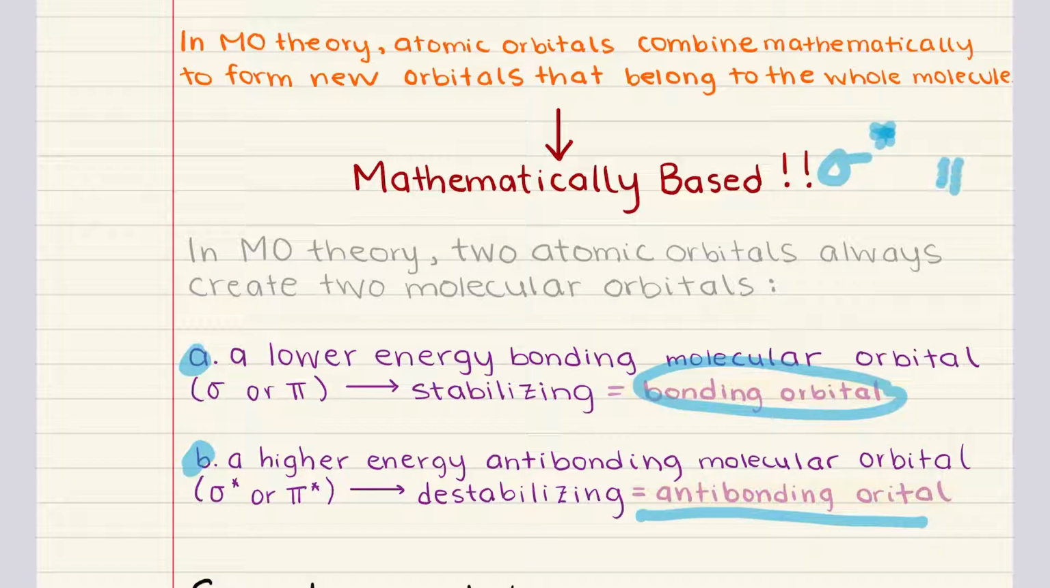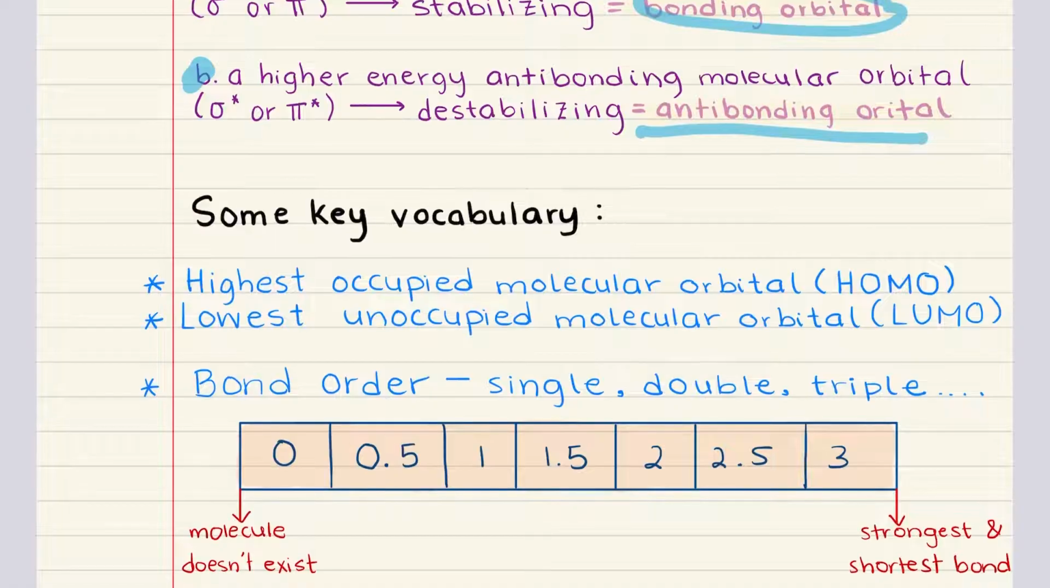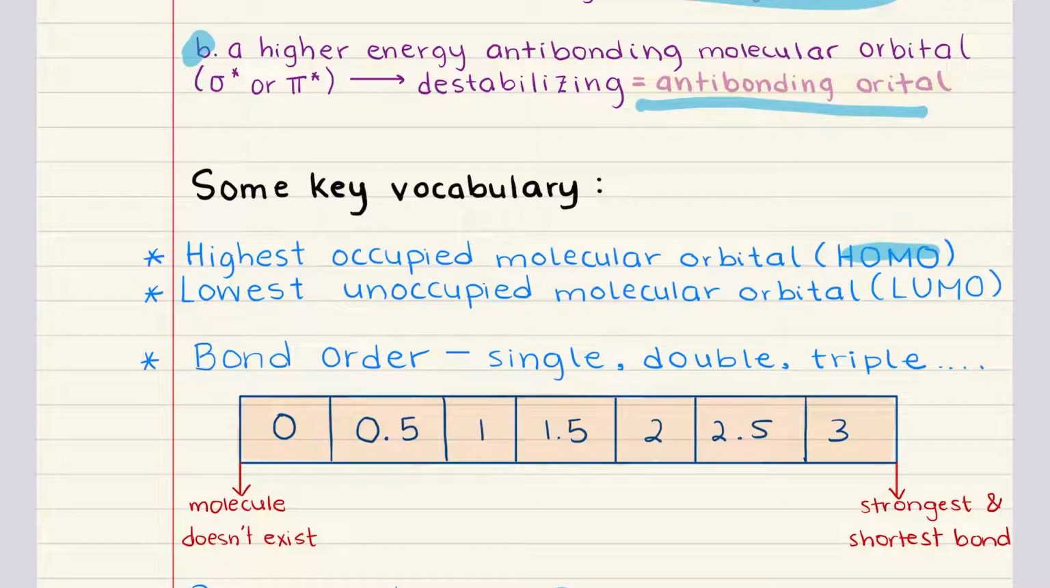or pi star. Now that we know what bonding and anti-bonding orbitals are, we need to introduce a few important vocabulary terms that are going to help us analyze molecular orbital diagrams. First, we have HOMO. This stands for highest occupied molecular orbital. This is the highest energy orbital that actually contains electrons. Then the LUMO, the lowest unoccupied molecular orbital, is going to be the first available orbital that electrons can move into if they were excited.